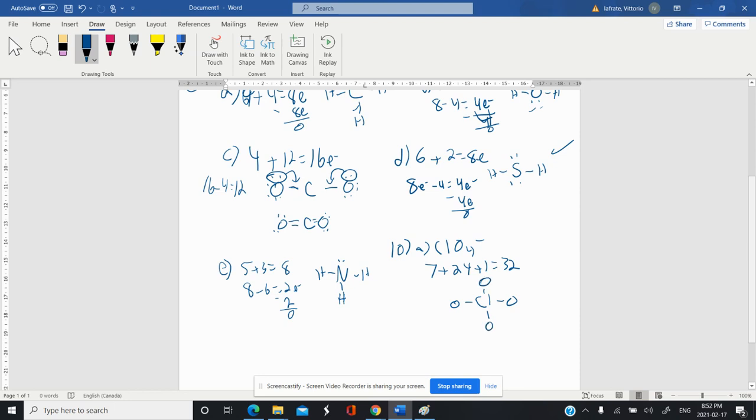And having done this, we did 32 minus 8, which is 24 electrons left to place. And so we can go ahead and do that as 1, 2, 3, 4, 5, 6, 7, 8, 9, 10, 11, 12, 13, 14, 15, 16, 17, 18, 19, 20, 21, 22, 23, 24. And so there would be ClO4 minus.